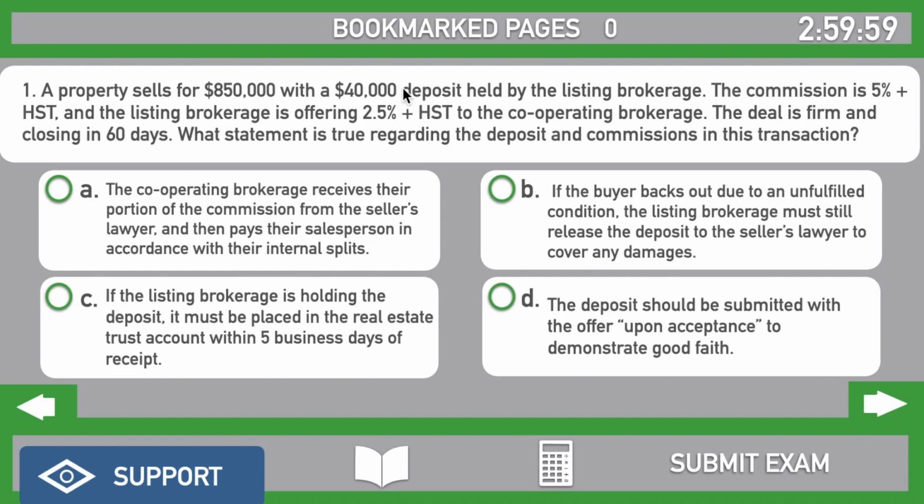Here's the question. Let's read it and then break it down. A property sells for $850,000 with a $40,000 deposit held by the listing brokerage. The commission is 5% plus HST, and the listing brokerage is offering 2.5% plus HST to the cooperating brokerage. The deal is firm and closing in 60 days. What statement is true regarding the deposit and commissions in this transaction?